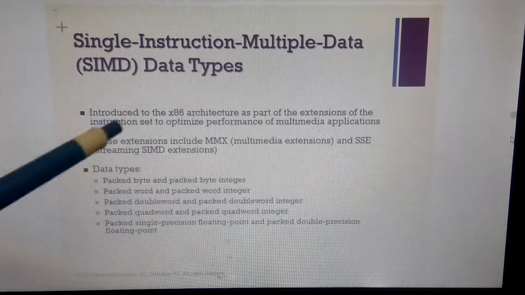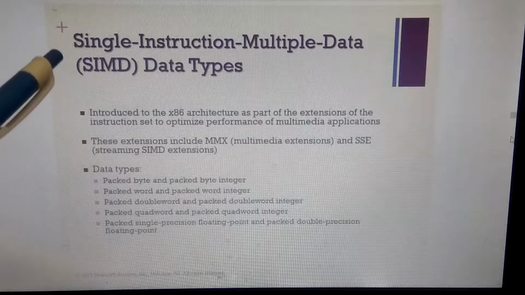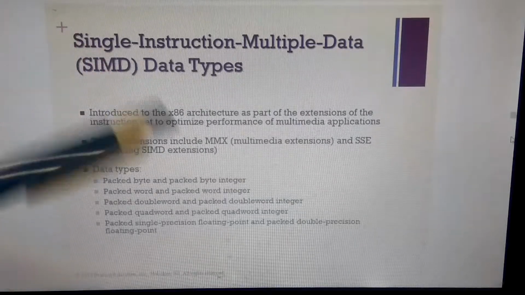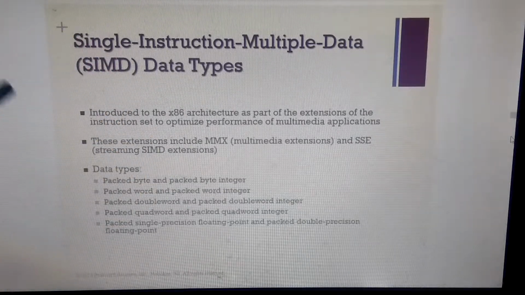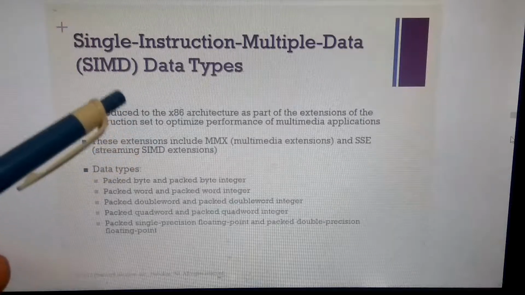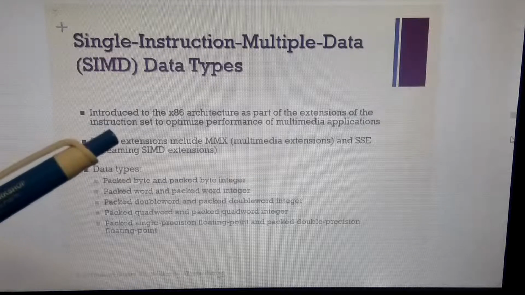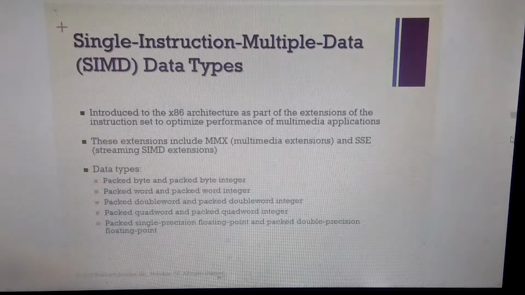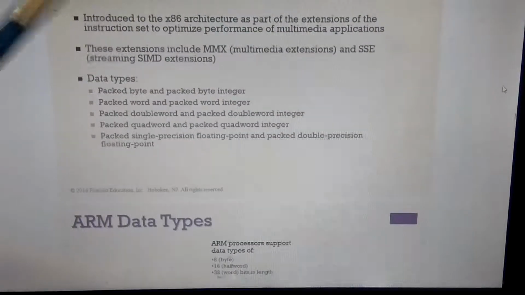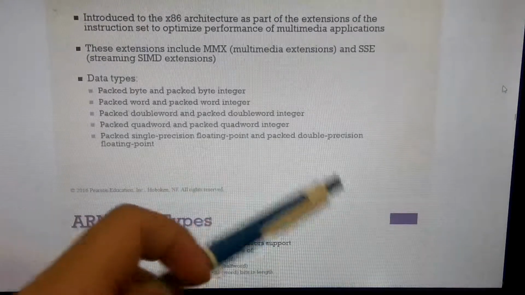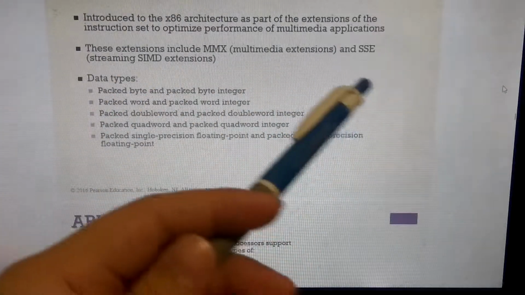Next, we'll look at the single instruction multiple data types, SIMD data types. It was introduced to the x86 architecture as part of the extension of the instruction set to optimize the performance of multimedia applications. This extension includes the multimedia extension, MMX, and the streaming SIMD extension, which is SSE. And below here are their data types, which are 5 types of data types.